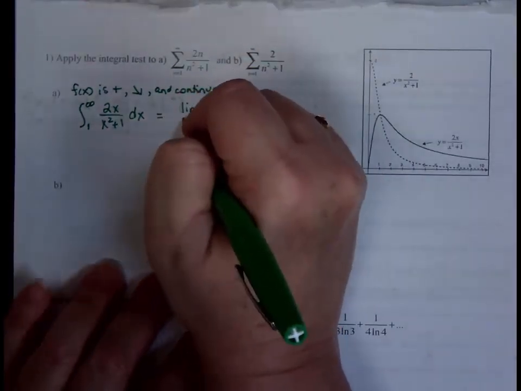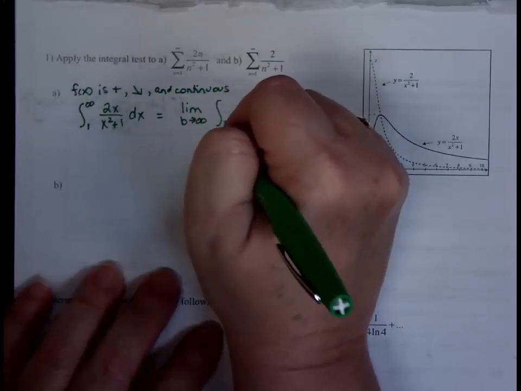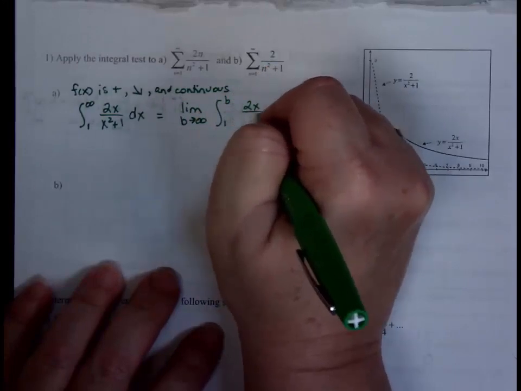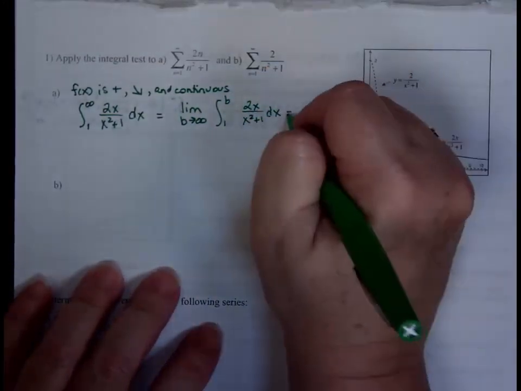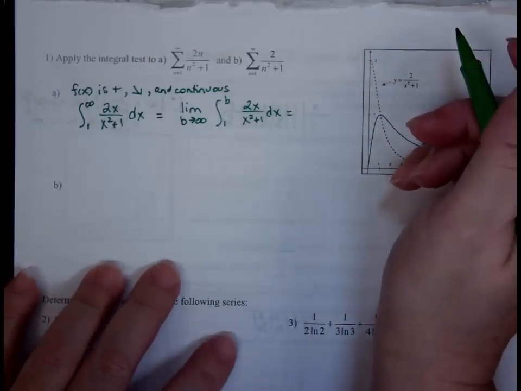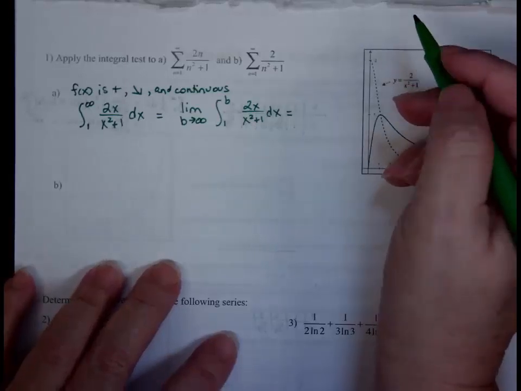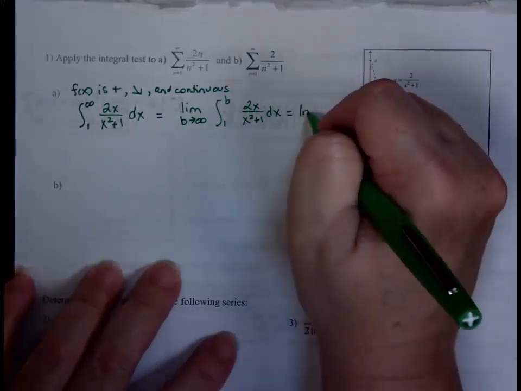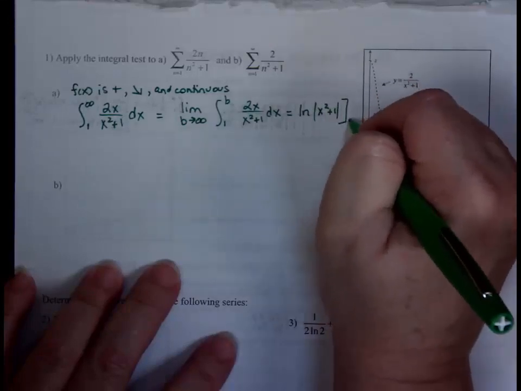I almost forgot to do this again. Limit as b approaches infinity, integral 1 to b, 2x over x squared plus 1 dx. Now, because the top is the derivative of the bottom, what kind of antiderivative will this be? ln. ln, absolute value of x squared plus 1 from 1 to b.